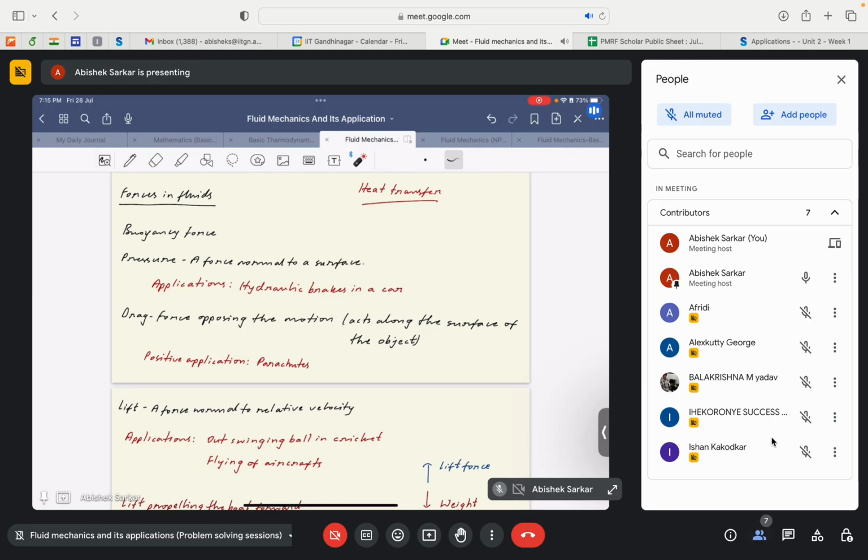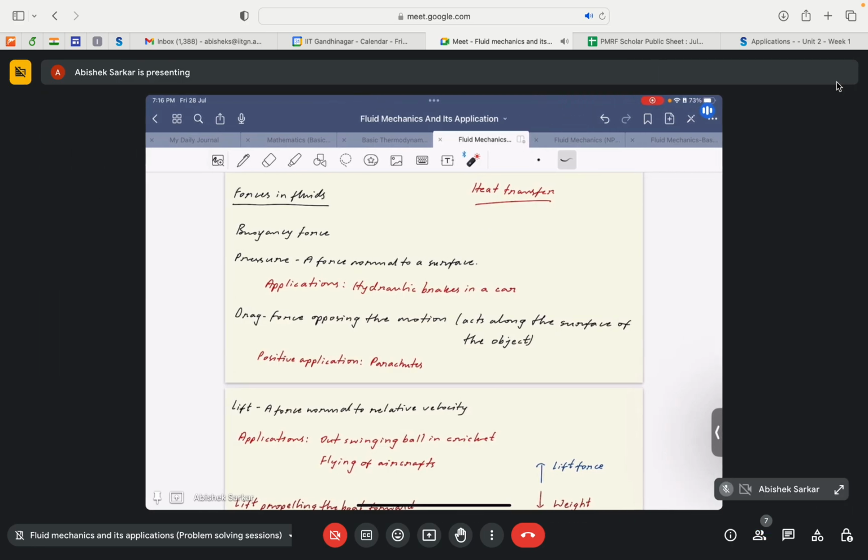Okay, so who was it actually? I couldn't see. Sir, me, Afridi. Oh, thanks, Afridi. So that's correct. An upward force exerted by the fluid on a body that is submerged in the fluid, right? That's absolutely correct. So this is one example of a force exerted by a fluid on an object. I guess everybody understood it.